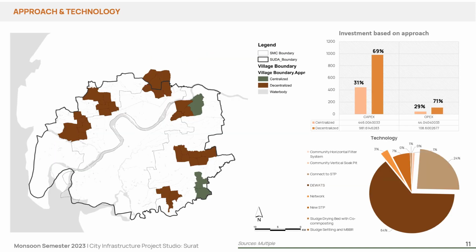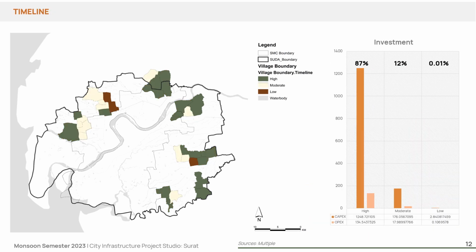Upon assessing all the six clusters, three villages were scored for centralized approach and the rest decentralized. 10 villages with DEWATS require 64% of the total investment, and 20 villages with sludge settling, MBBR and vertical community soak pit make it the most popular choice. 7% of the total expenses is to be spent on the proposed small bore conveyance system. 87% of the CapEx is required for high priority rated villages, suggesting a strong need for quality sanitation infrastructure.